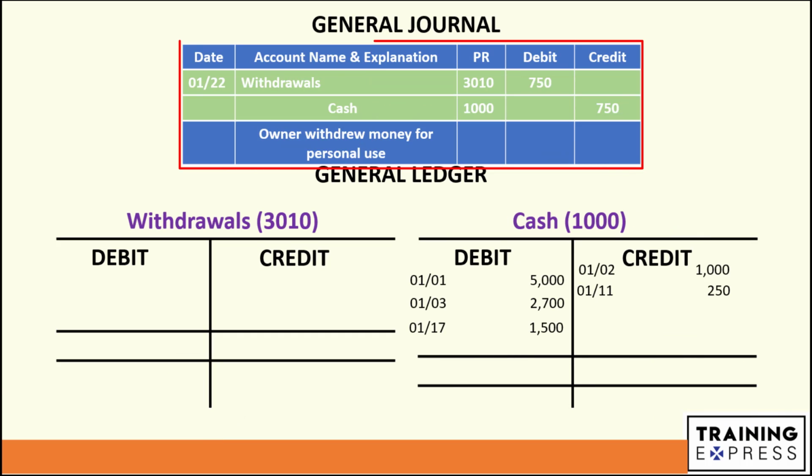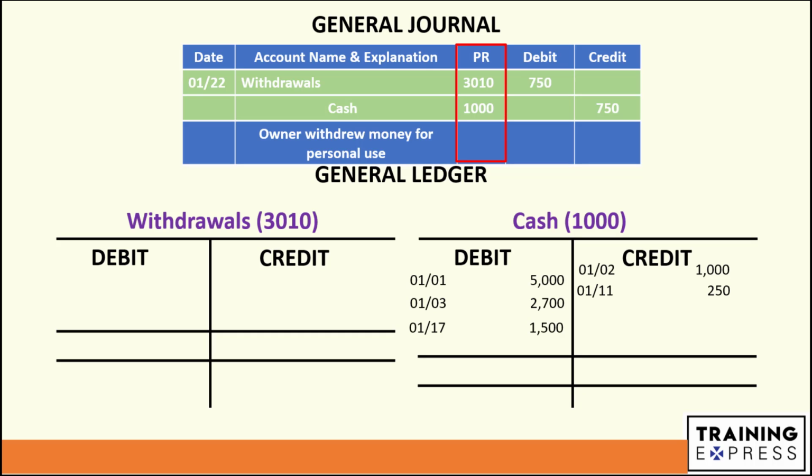Let's look at this next transaction. You can see the journal entry: withdrawals debit $750 and cash credit $750. Look at the PR column. Account number for withdrawals is 3010 and account number for cash is 1000. Let's try to link journal and ledger together.